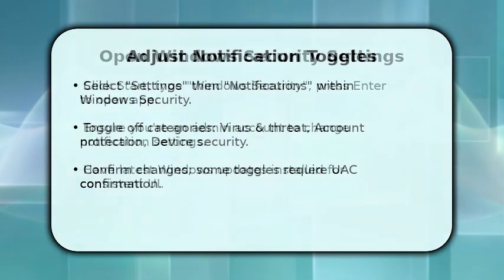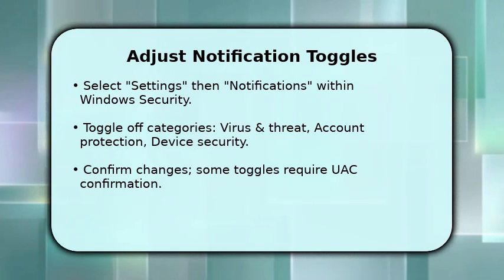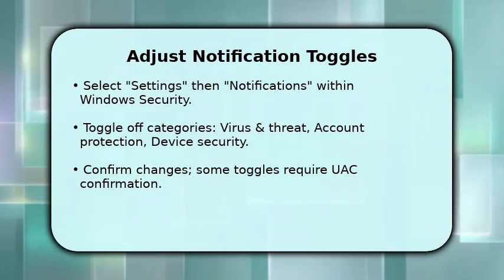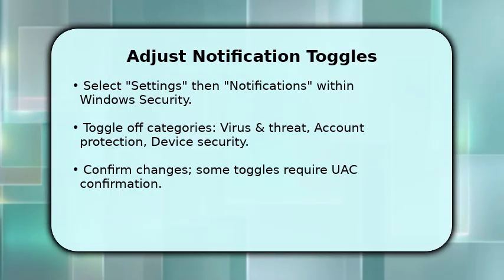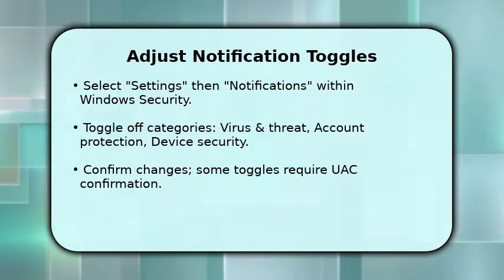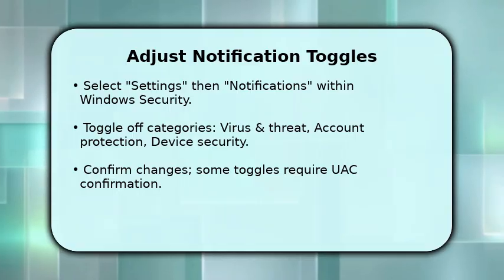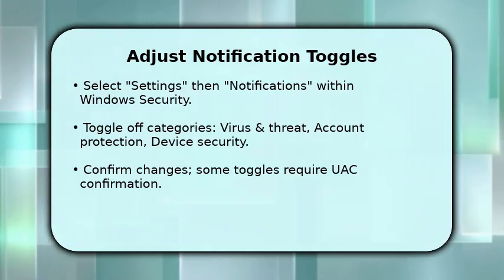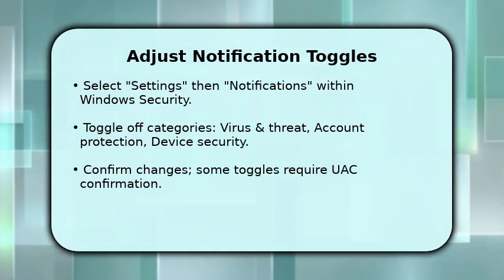Now navigate to Settings and choose Notifications. You'll see grouped categories like Virus and Threat Protection, Account Protection, and Device Security. Toggle each category off to stop that class of alerts. Some options prompt a UAC confirmation. Accept it to apply the change.